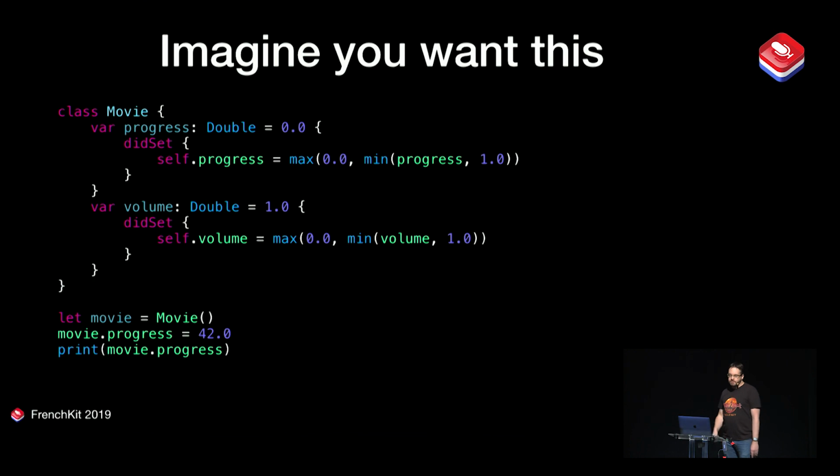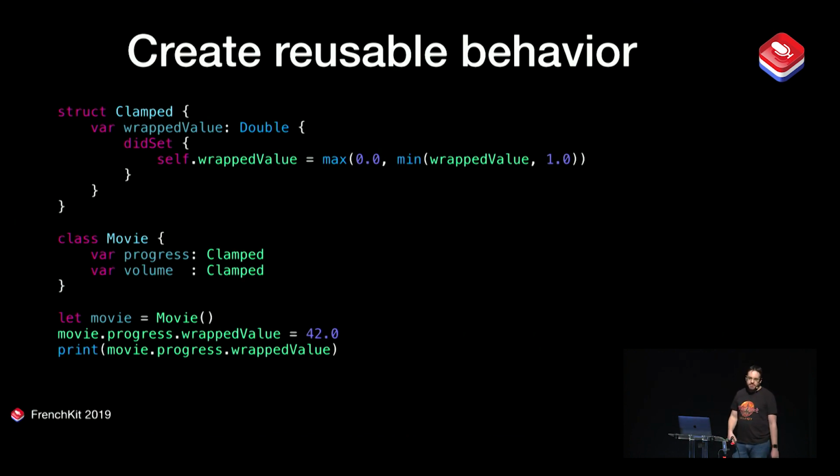So one way to improve that is to create a dedicated type. Let's call it Clamped, for example, that will encapsulate that behavior and allow us to reuse that behavior in multiple places in our app. So I create a dedicated type, Clamped, that's going to wrap my double value. That's the value that's going to have the specific behavior, like didSet here. And then I can use that type as a property type. Now, progress and volume are not just arbitrary doubles, but they are Clamped values.